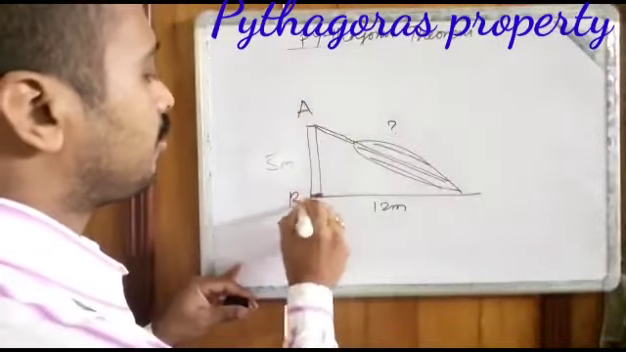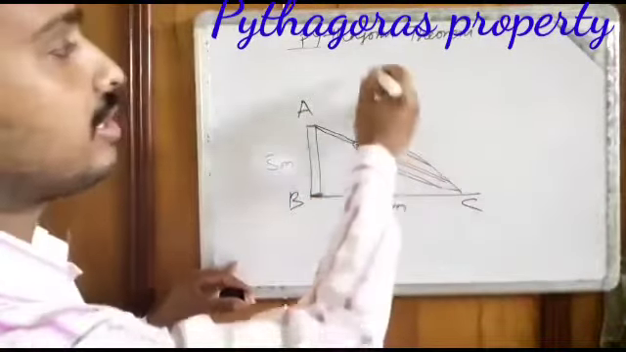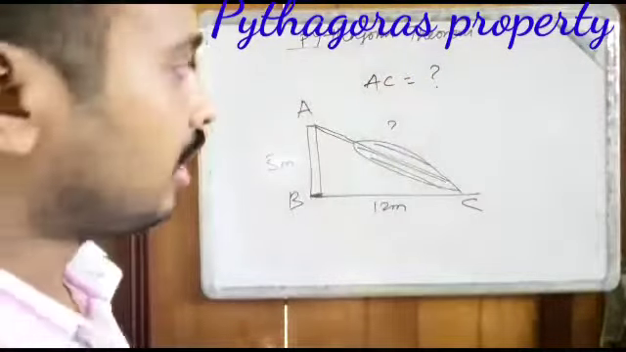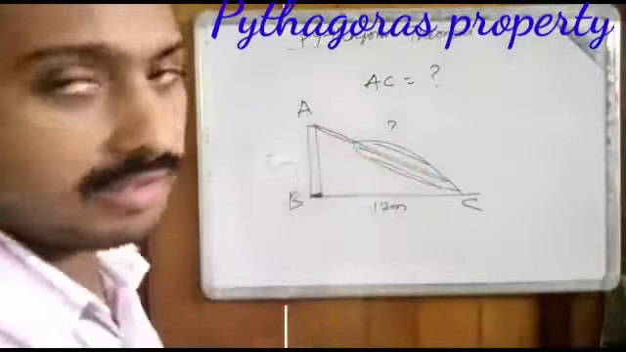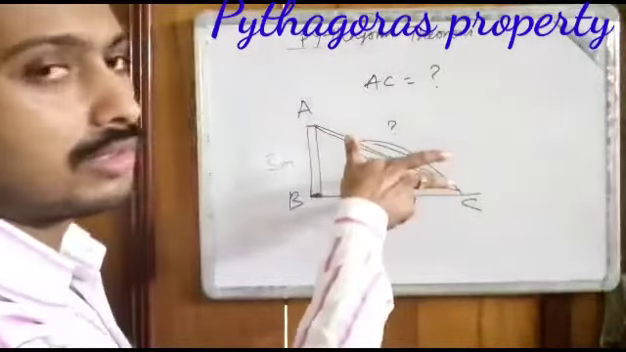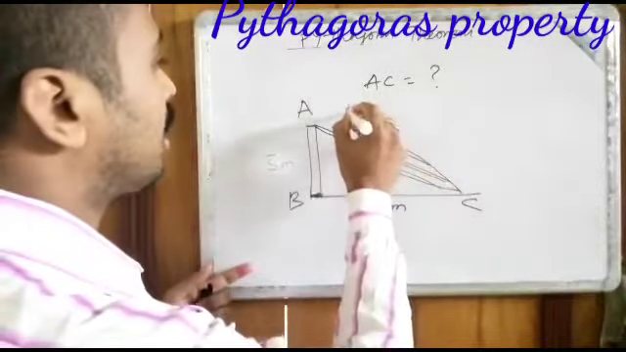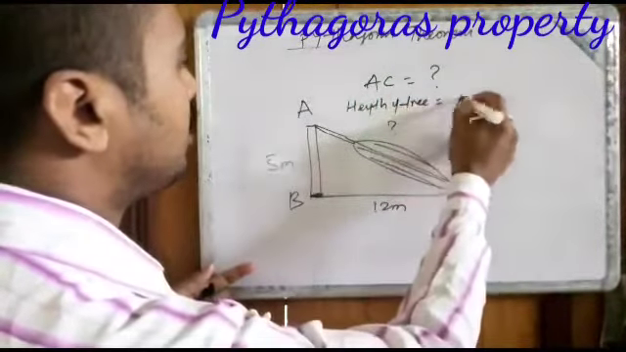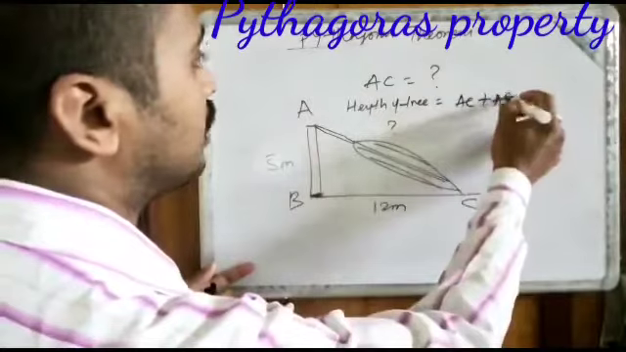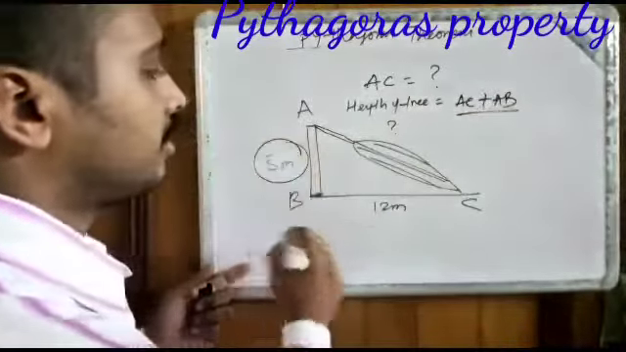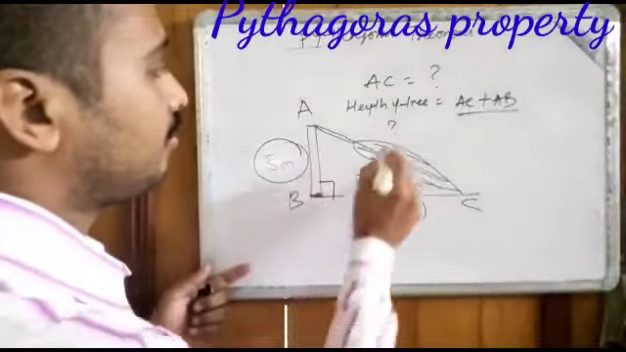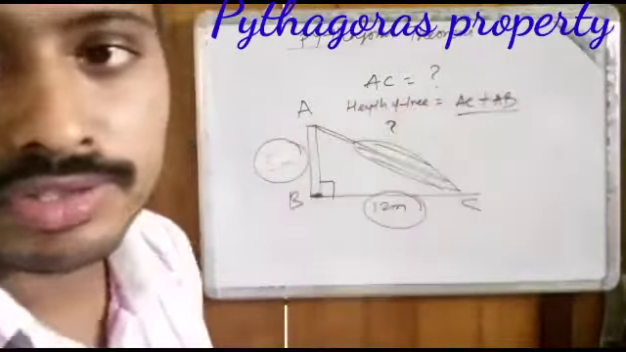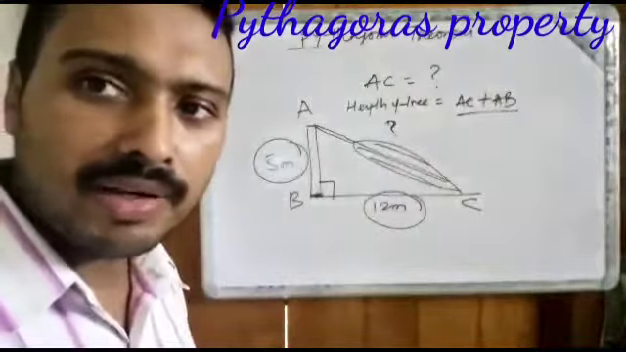Let us name A, B, C. So if I find AC, I can find AC and AB, add. I can add both of them. Okay, that will be the height of the tree. So the height of tree will be AC plus AB. AB, you know it. With the help of 12 and 5, you will find the hypotenuse and add this 2. That will be the height of the tree. Okay, this is one application of Pythagoras theorem.